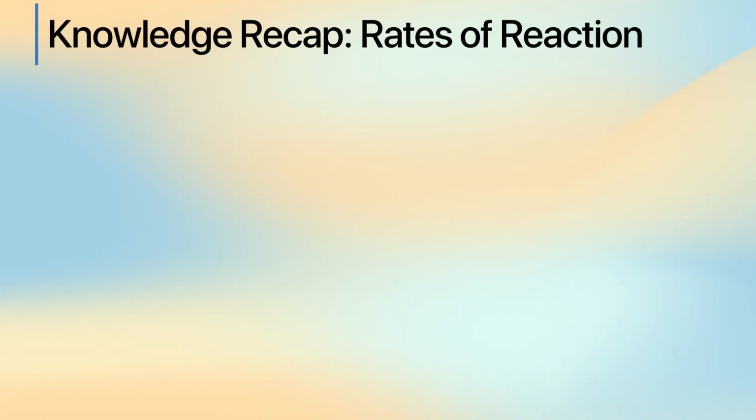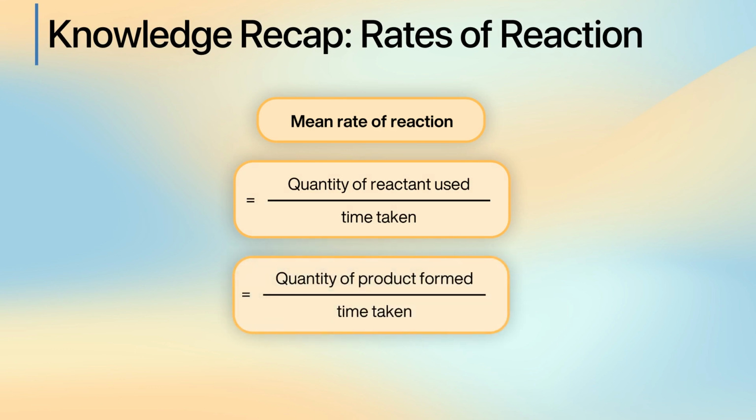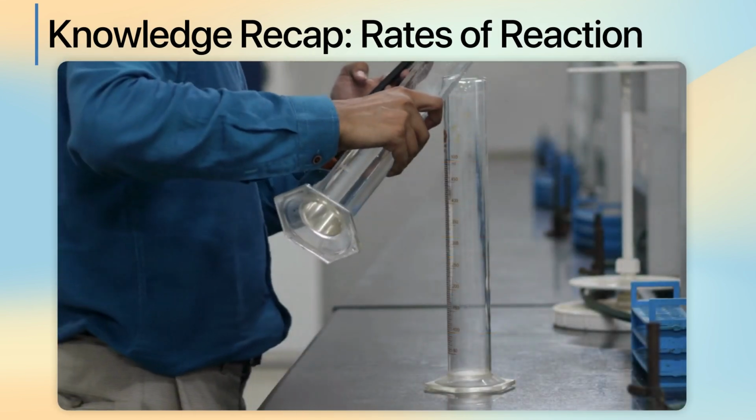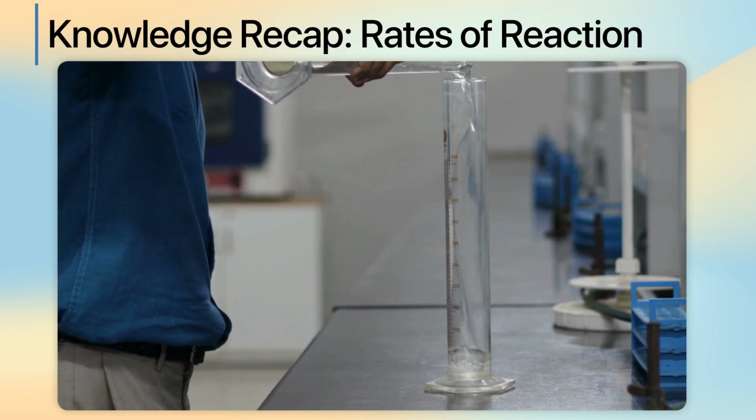Previously, we discussed how the rate of reaction depends on the amount of reactant used or the product formed over time. But how do we measure these quantities? Today, we'll delve into the most common methods to accurately measure reaction rates in the lab. Let's get started.